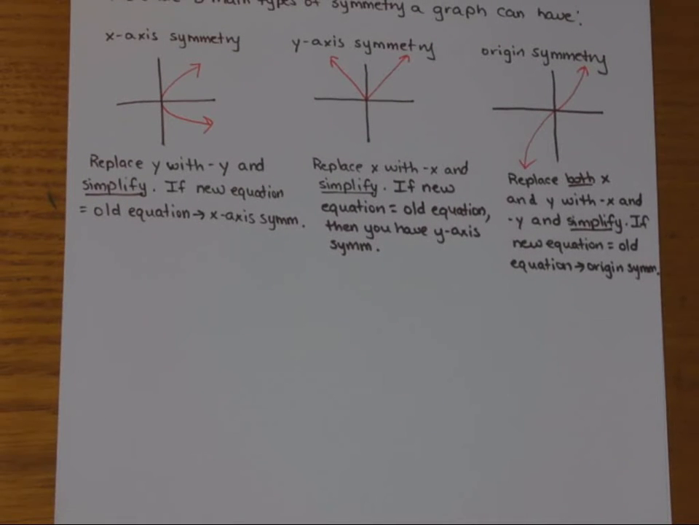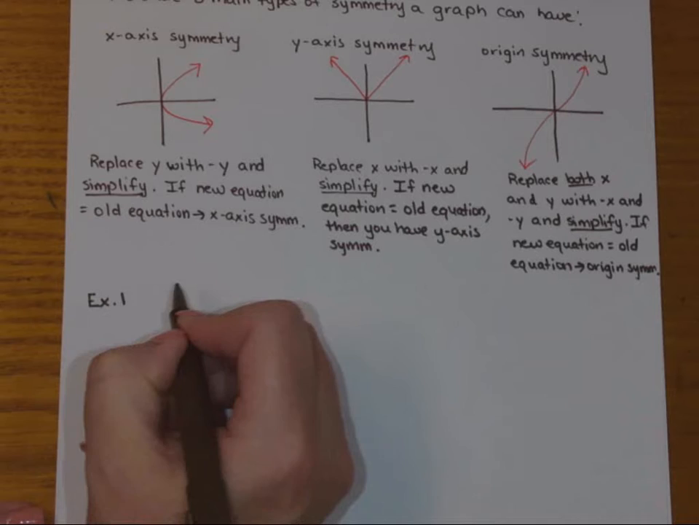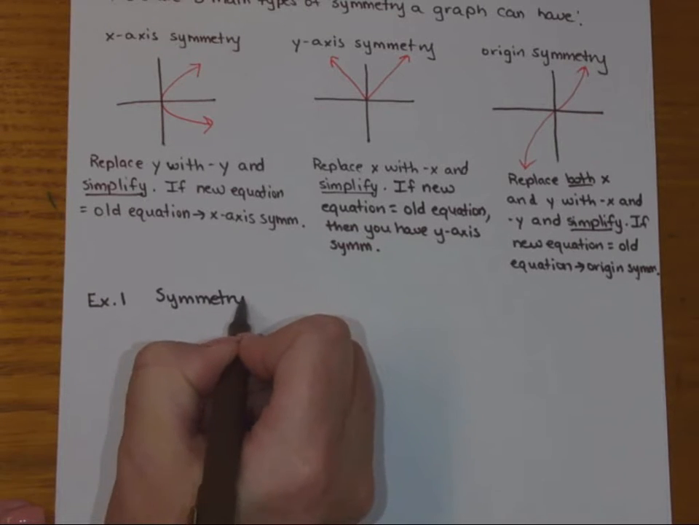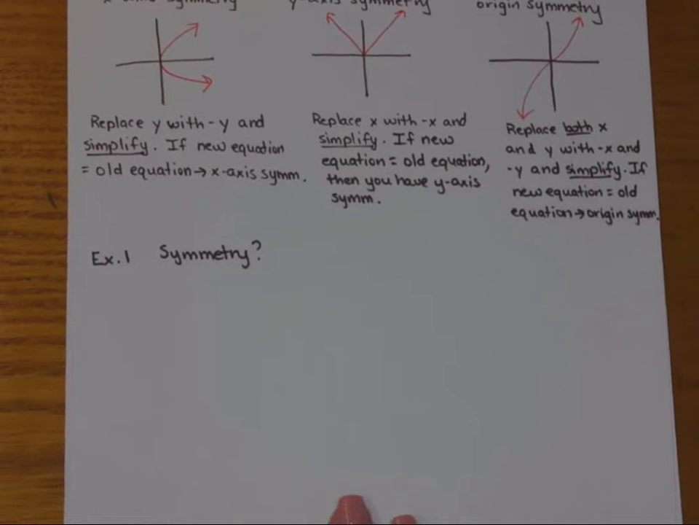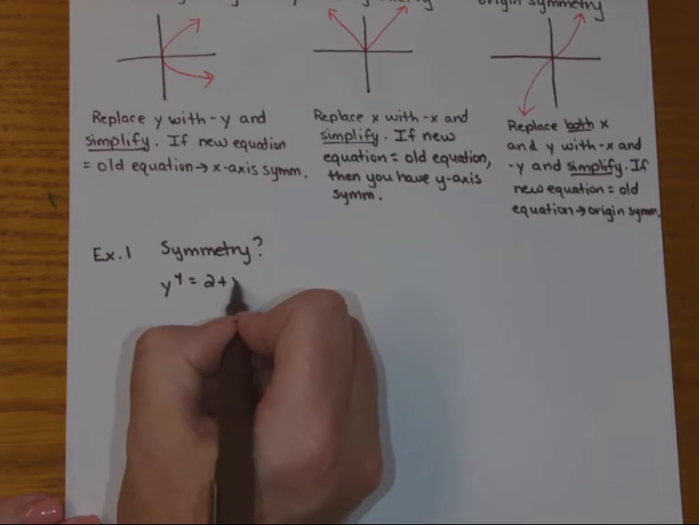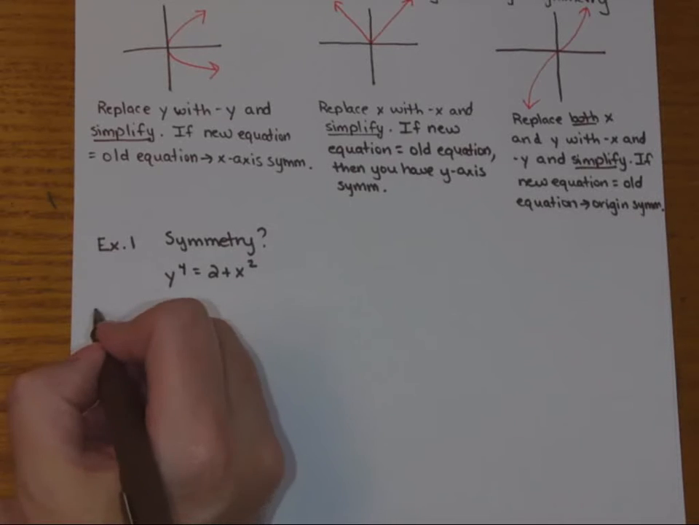Okay, so let's talk about what kind of questions you can expect on the first exam, and on Connect. You might have a question that says, tell me what kind of symmetry, if any, the following function has. Now, FYI, you can have all three of these types of symmetry. You can have one or two of them. You can have none of them. So just because you've shown one of them doesn't mean you stop. You actually need to test for all of them.